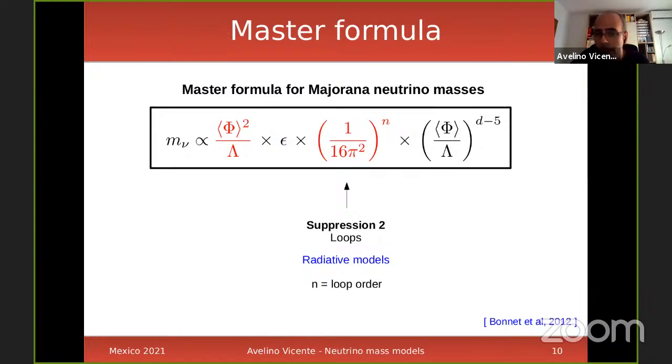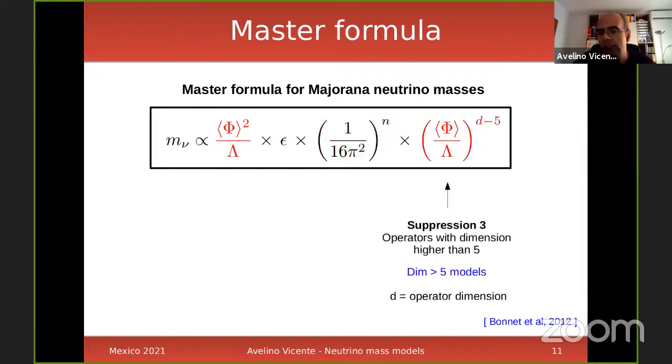Now, there is another way to suppress neutrino masses, which is to induce it by loops. Each loop will introduce a factor of 16 pi squared, which, as you know, is around 100. So the more loops you have, the more suppression you get. So this is another way to suppress neutrino masses, and this has been used a lot in the literature.